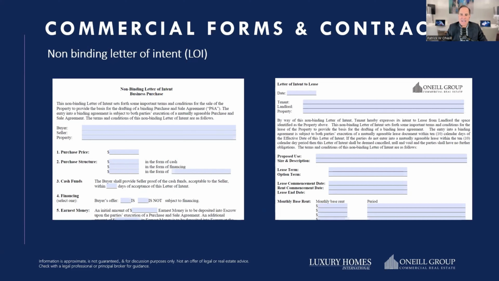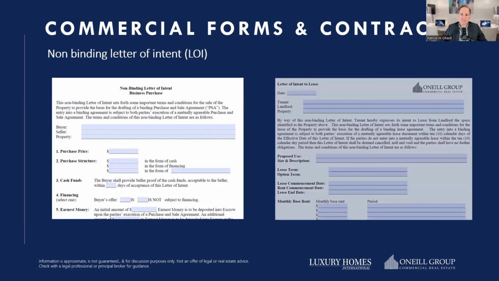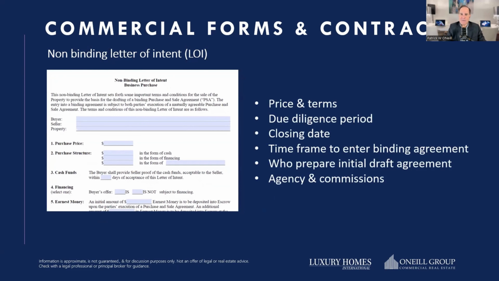But this just lays out the basic terms of the purchase contract or the leasing agreement, and then after that, a formalized document is prepared by an attorney. So, non-binding letter of intent, let's just talk about this for a moment and think about it in terms of a purchase. On the LOI, we're going to have price and terms, the due diligence period. That means the inspection period where the buyer can cancel for any reason. Think of that as our J1 period in residential. On the PSA, it's actually the J2 period, just to make things confusing.